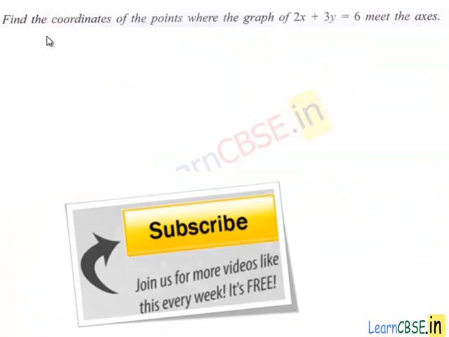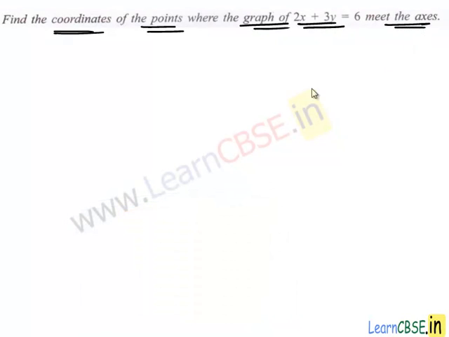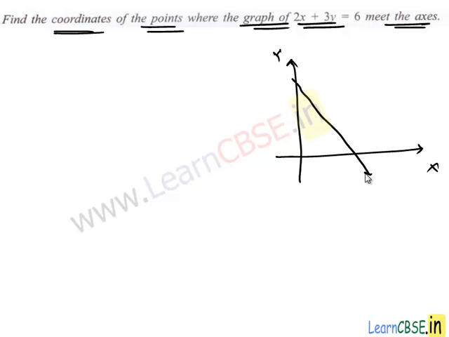Let's move to the next question. In this question, we have to find the coordinates of the points where the graph 2x plus 3y is equal to 6 meets the x-axis. Here we take x and y-axis and we assume this is the graph of the linear equation 2x plus 3y is equal to 6. According to the question, we have to find out the points at which the graph meets the x and y-axis. We take A and B as the 2 points where the graph meets the x-axis and y-axis.